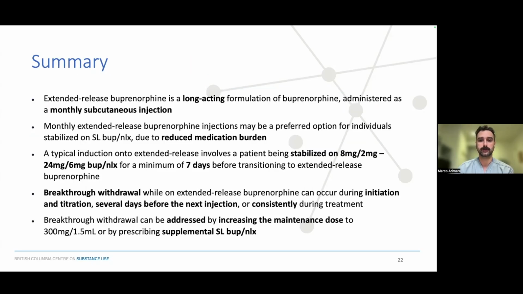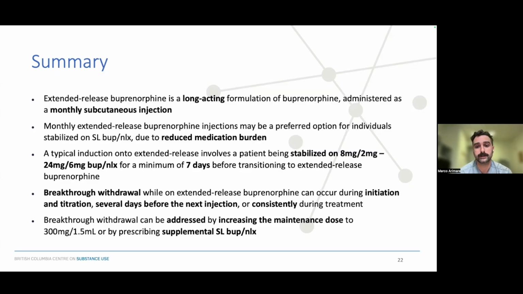So in summary, extended release buprenorphine is a long-acting formulation of buprenorphine. It's administered as a monthly subcutaneous injection. Monthly extended release buprenorphine injections may be preferred for individuals stabilized on sublingual buprenorphine due to reduced medication burden. A typical induction onto extended release bup involves a patient being stabilized on 8 to 24 milligrams for a minimum of 7 days before transitioning, as per the product monograph. But as we talked about, many clinicians are transitioning folks to Sublocade before then.